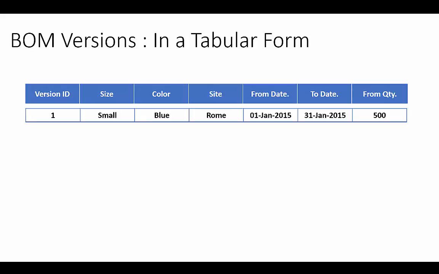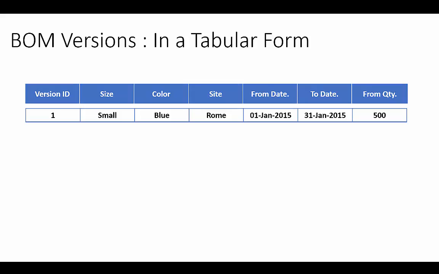Earlier in this session we learned that multiple active BOM versions can be created as long as they have a different site, date, quantity or product dimensions. Let us understand how multiple active BOM versions look in a tabular form in AX for a bicycle with an example. Let us review the different versions one by one and their significance. So our first version, version 1, is applicable for the small size and blue color bicycle, when manufactured or assembled at the Rome site in the month of January, and the manufacturing quantity should be at least 500 pieces.